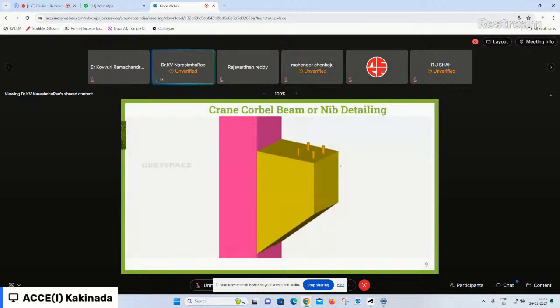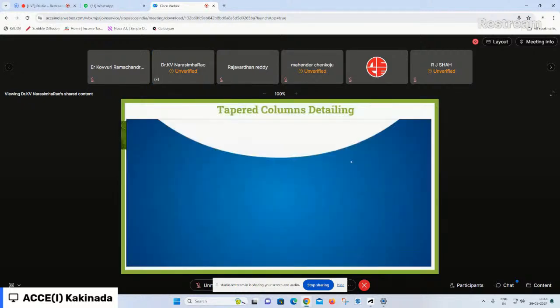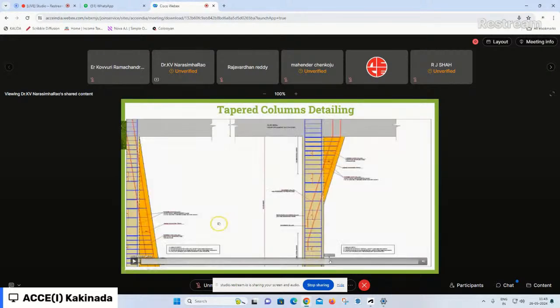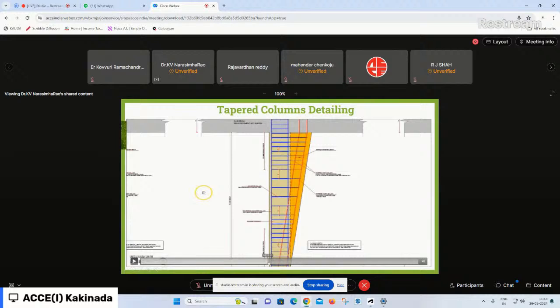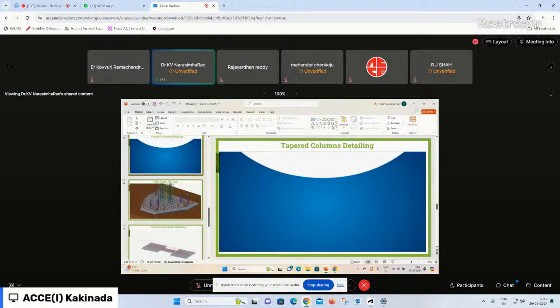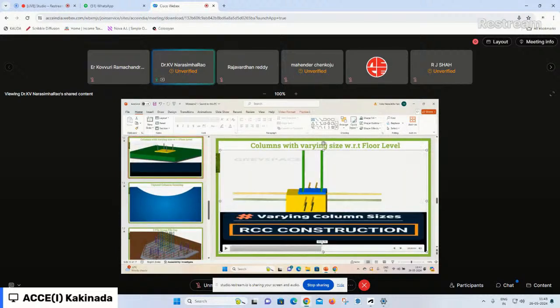The second condition is the starting of the starter bars of the lower column size, which should take place with respect to the bottom of the beam of the higher column size, that is, in the bottom column, and also the confinement reinforcement provided in these starter bar joints. These are the very important parameters necessary for columns with varying size.